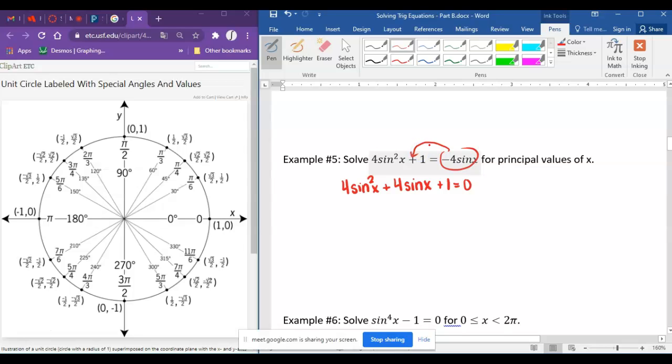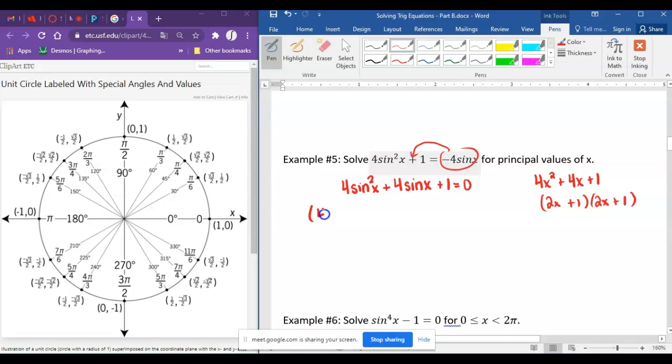And so what I want you to think of this like is if you had 4x squared plus 4x plus 1. If you were factoring that expression, you would have 2x and 2x, and then a plus 1 and a plus 1. All right? That would factor correctly. Your inner terms would give you a 2x, your outer terms would give you a 2x, which would give you the 4x in the middle. So you're going to do that same thing here, but with sines.